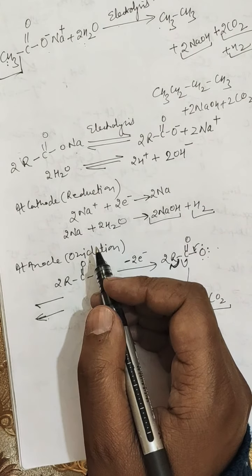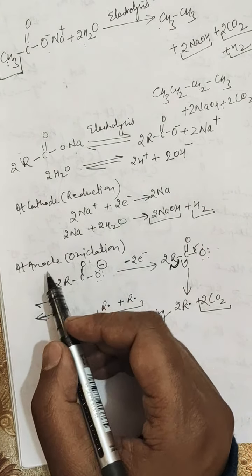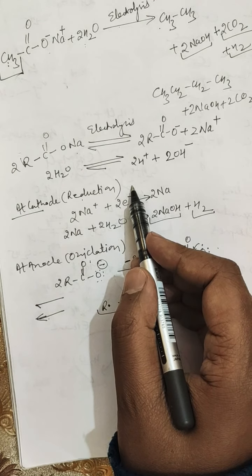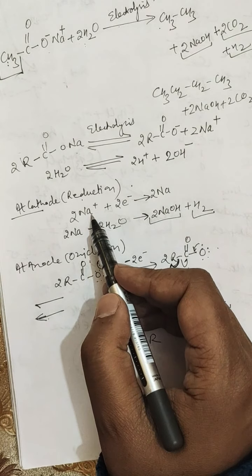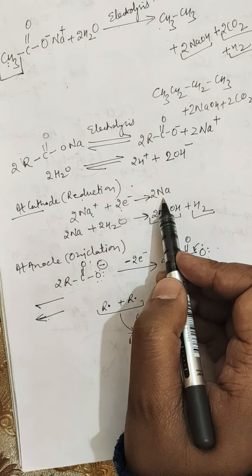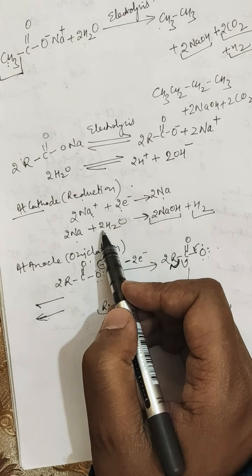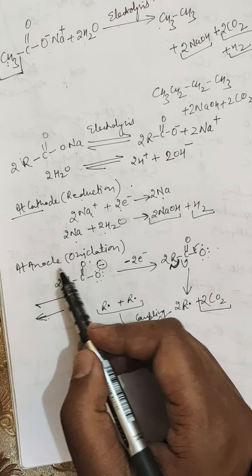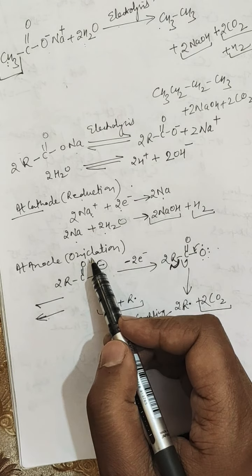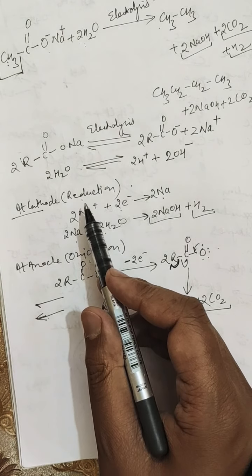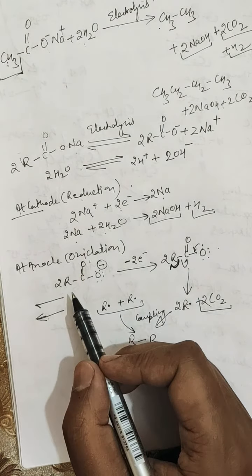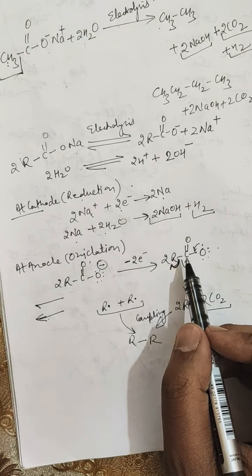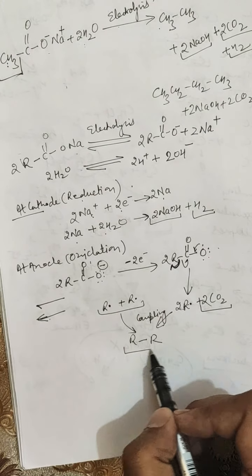Further, in detail, this reaction goes as follows. At the cathode there is reduction, meaning the gain of electrons. So the sodium cation formed gains electrons to form sodium atoms, and these two sodium atoms combine with water to form two sodium hydroxide plus hydrogen gas. And at the anode there is always oxidation. Oxidation means the loss of electrons, as reduction and oxidation are opposite to each other. And the carboxylate anion loses two electrons to undergo this reaction, which results in the formation of this alkane.